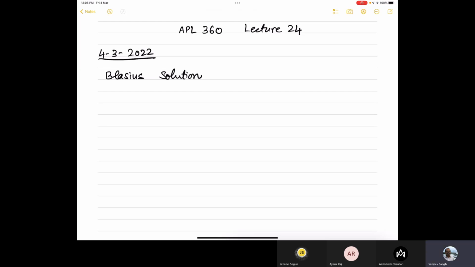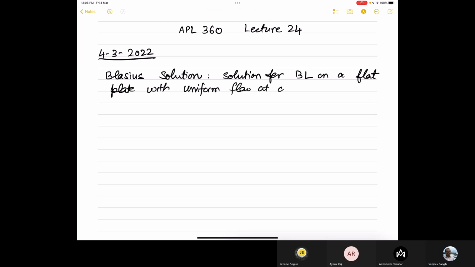We will study what is called the Blasius solution, which is the solution for the boundary layer on a flat plate with uniform flow at infinity.